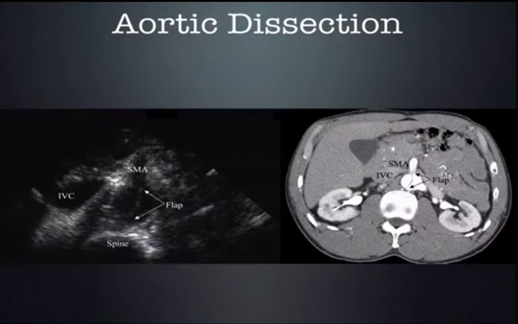So this is what an aortic dissection looks like on ultrasound. Here we have the spine, the inferior vena cava, and this is the aorta at the level of the SMA takeoff. And you can see this small flap, this intimal flap that is dissected off of the wall of the aorta and flapping as the blood flows by. Now here's the corresponding CAT scan image for the same patient. You can see this aortic dissection here.